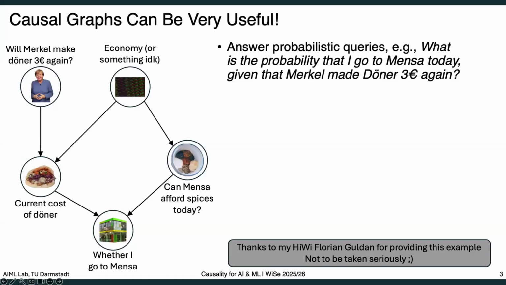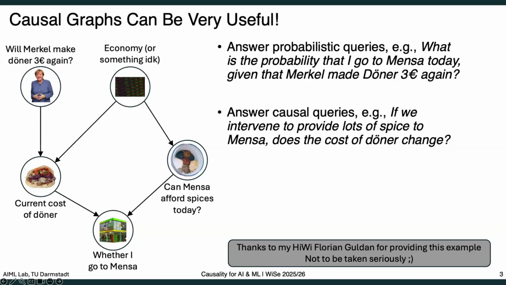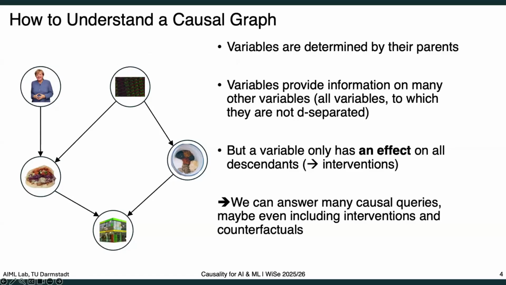You can ask probabilistic queries. What is the probability that I go to Mensa today, given that Merkel made döner for €3 again? Causal queries: if we intervene to provide lots of spice to Mensa, does the cost of döner change? And we can determine causal effects. You've heard about that last week, too, much more stuff. All because we can use the causal structure given by the graph to do various kinds of inferences.